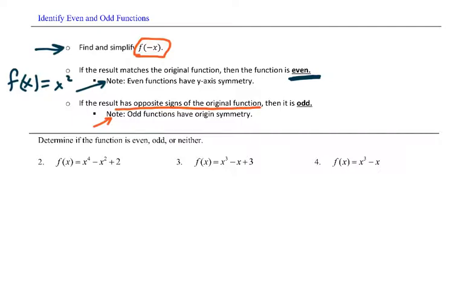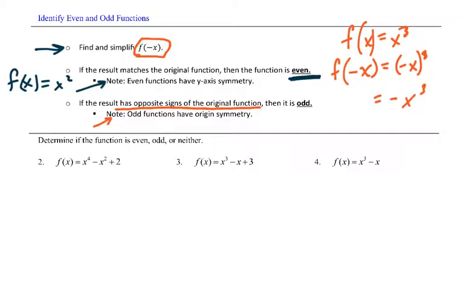So our most common, I would say, odd function would be f of x equals x to the third, because when I find and simplify f of negative x, I end up getting negative x to the third, because negative x times negative x times negative x equals negative x to the third. So we've negated the original function, and so therefore this is an example of an odd function.